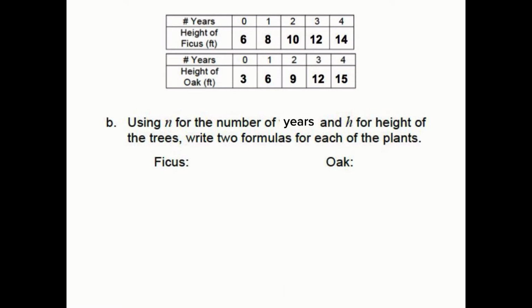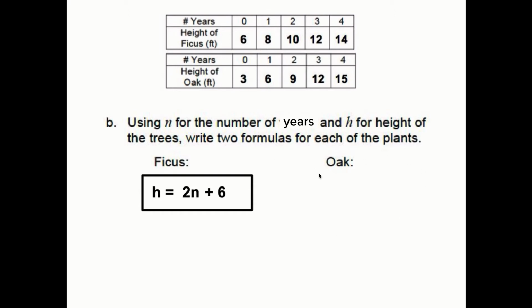All right, part B says using n for the number of years and h for the height of the tree, write 2 formulas for each of the plants. So starting with the ficus, the height of the ficus was always equal to, notice the rate of growth for every year was 2 feet per year. So we can say 2 feet times the number of years. And then we can add on what we started with for the height of 6.